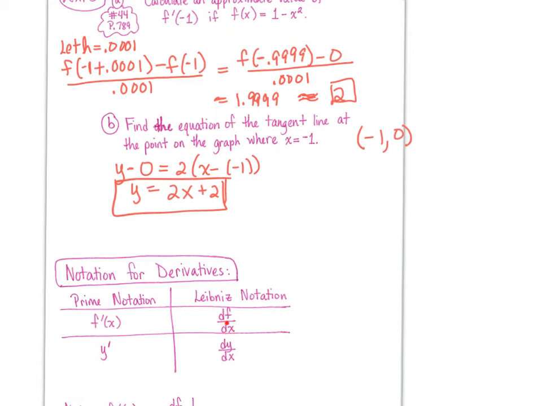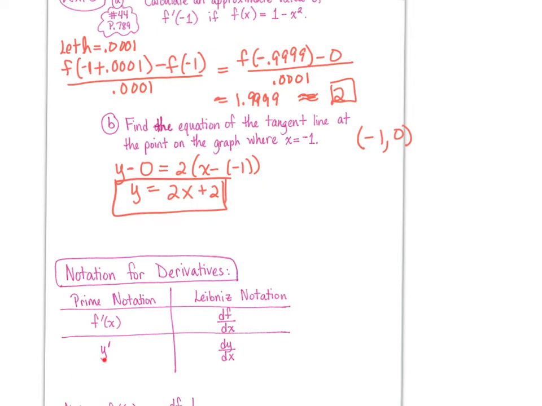df over dx means what? I just said it. This is to see if you're listening. I just said this is Leibniz notation and I told you what it meant. What is df over dx? No, it's not the derivative of f over the derivative of x. It's the derivative of f with respect to x. That's how you read this, the derivative of f with respect to x.